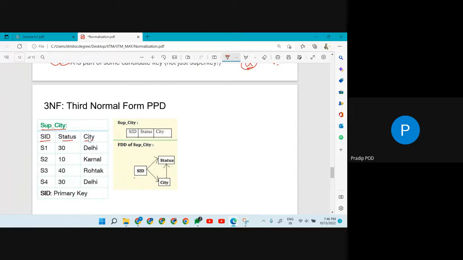So that is R1 functional dependencies: SID to city, SID to status, and city to status.